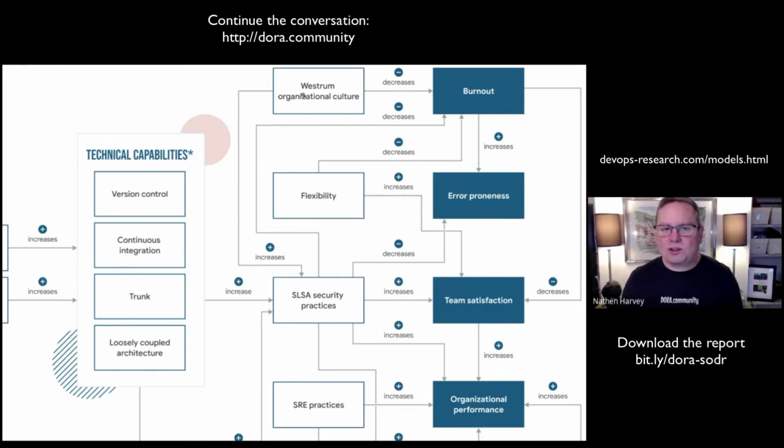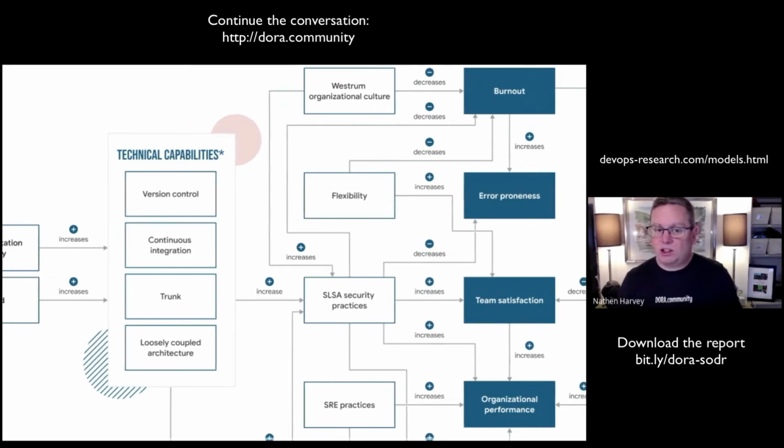But we can also see that Westrum's generative culture actually increases some of our security practices. What are other things that decrease burnout? Well, following this arrow backwards, we can see that some of those security practices actually help decrease burnout. Employee flexibility also helps decrease burnout. So we can start to see how we get to decrease burnout: we can improve our culture, we can improve our flexibility, we can improve some of our security practices.